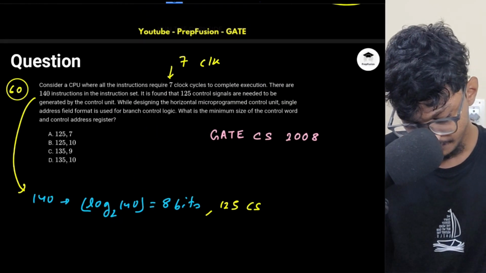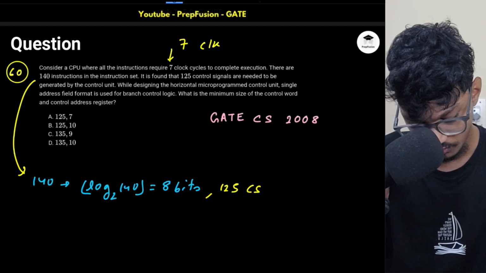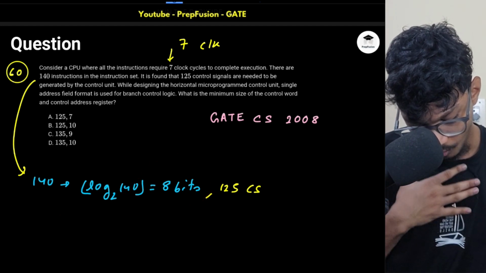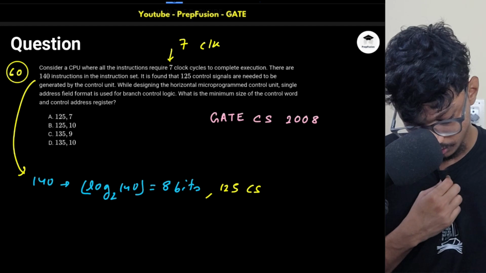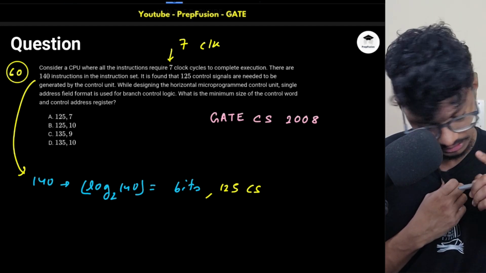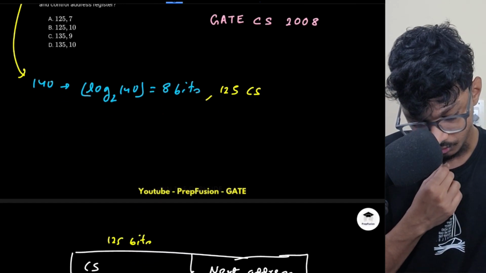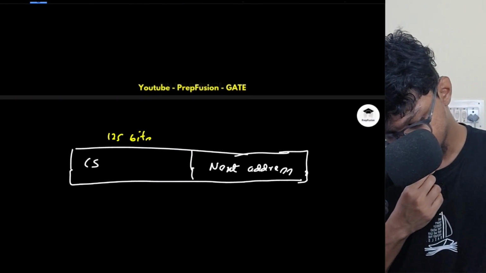And I have a total of 140 different instructions, so I will require 8 bits for 140. Sorry, 9 bits would be 512, so it is 8 bits only. So here you will answer 8 bits.